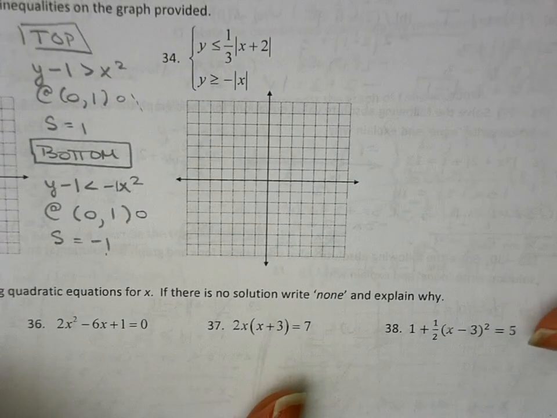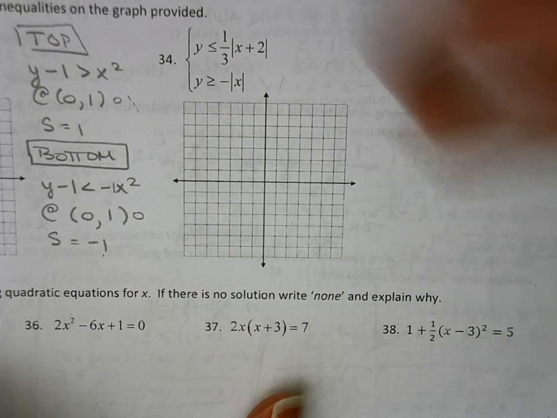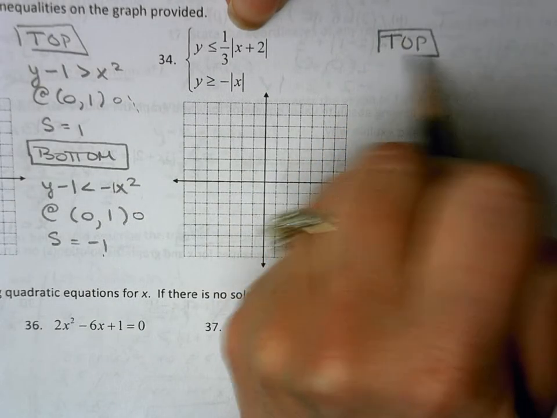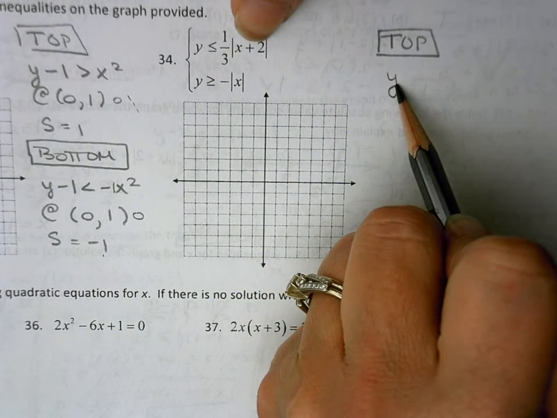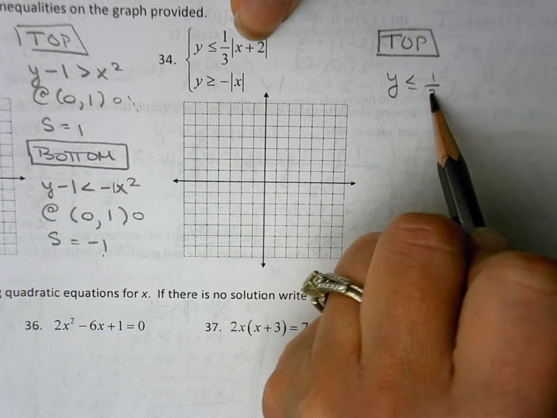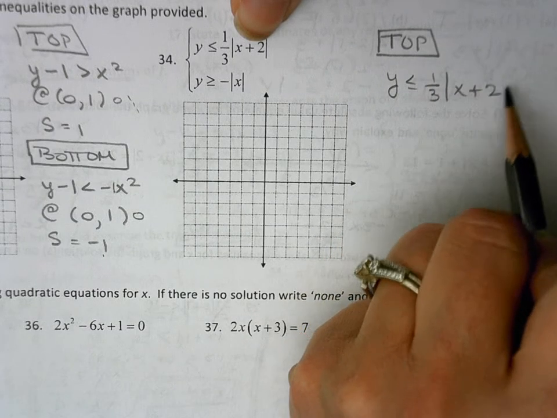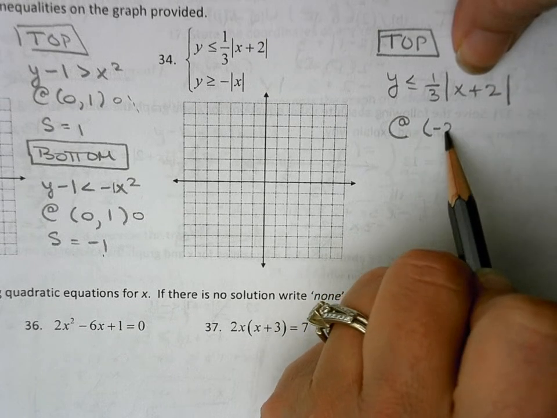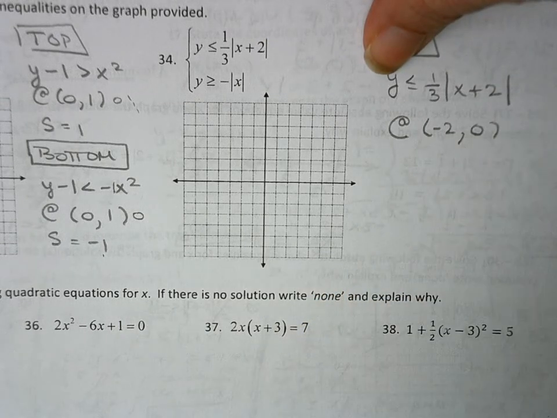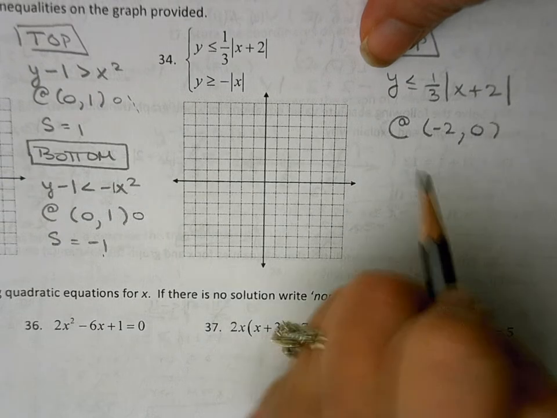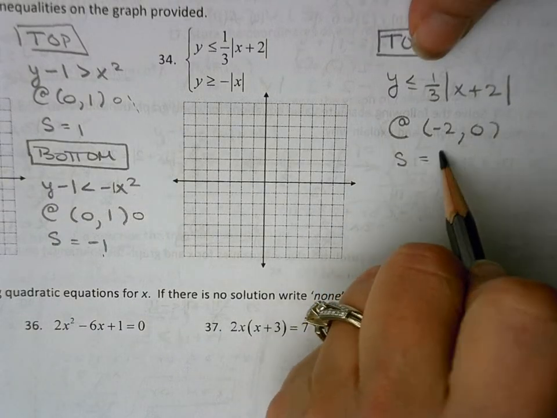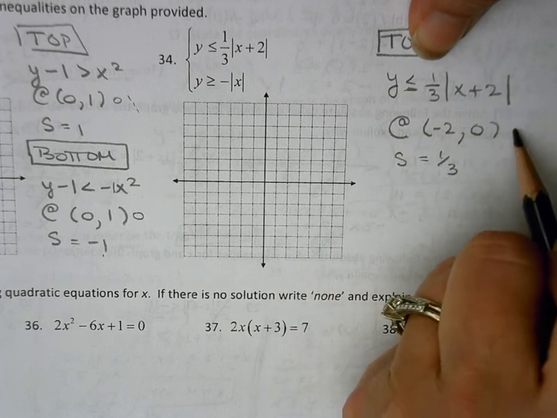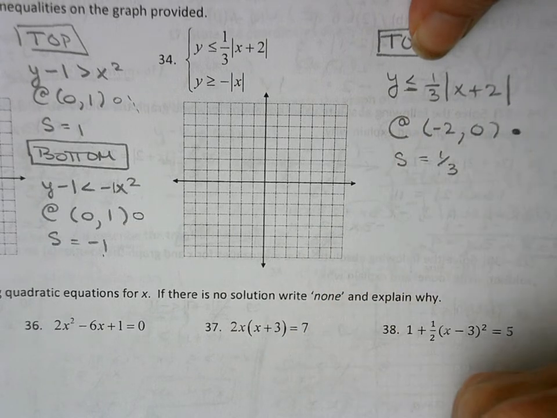So 34 is the same idea here. So I'm going to start with my top graph. So the 2 is grouped, so it's going to stay where it's at. So my start point is negative 2, 0, because I'm not adding anything to the y. And then my stretch is 1/3. And then I'm going to use closed dots because it can be equal. So when I graph these, I'm going to use closed dots and solid lines.